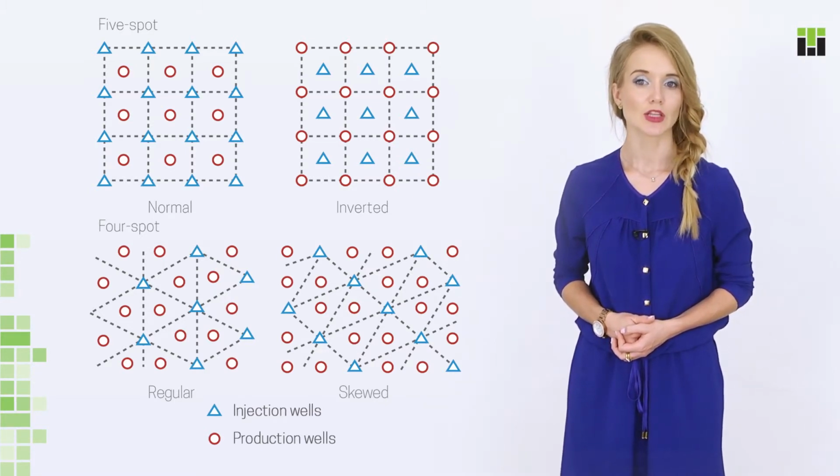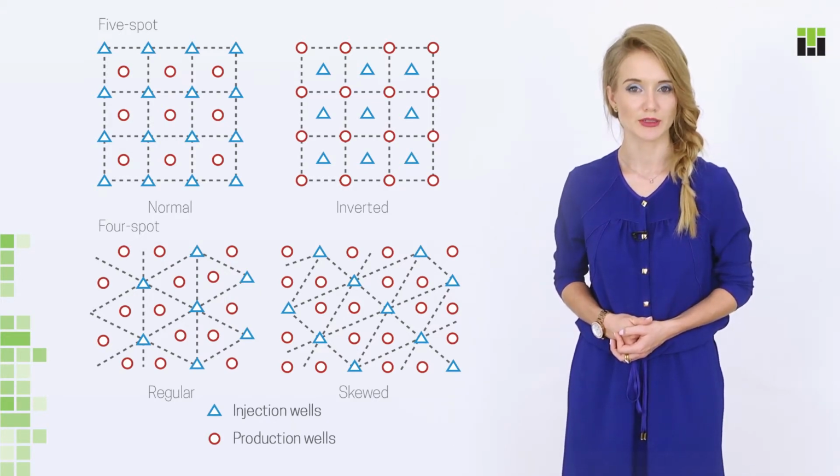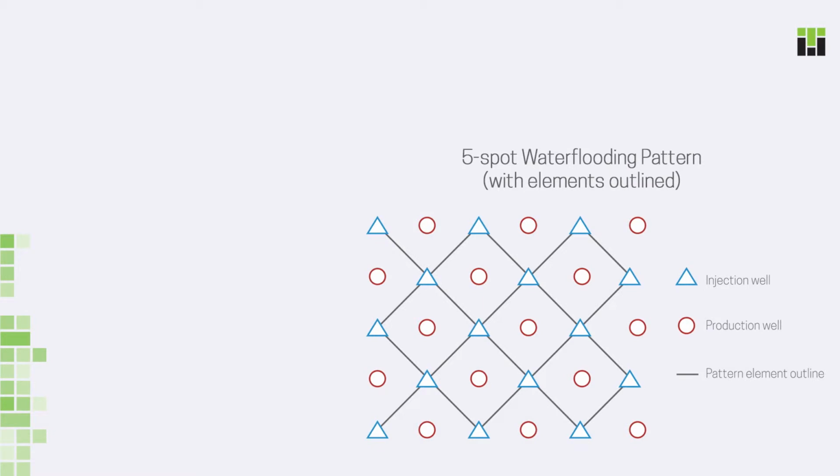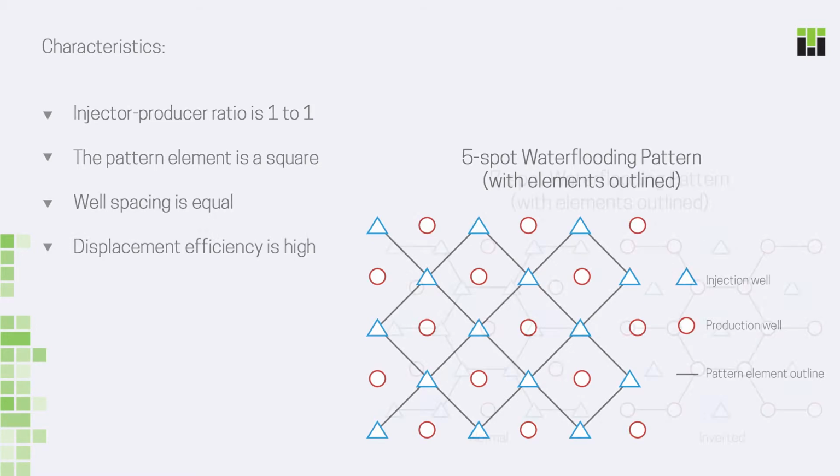A pattern can also be regular or skewed, depending on geological properties. 5-spot pattern is the most common. It has the following characteristics. Injector-producer ratio is 1:1. The pattern element is a square. Well spacing is equal. Displacement efficiency is high.